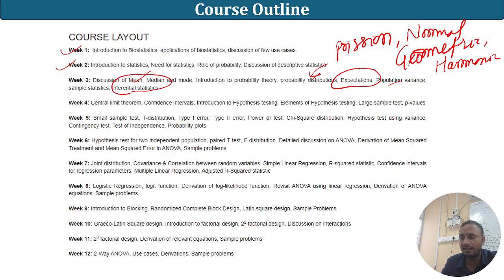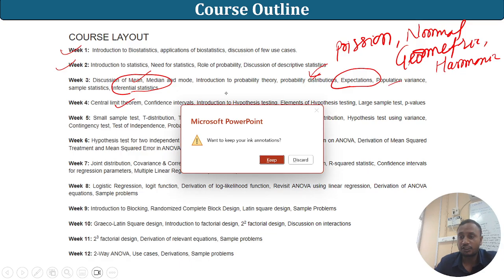So in the third week, we'll see the basics of inferential statistics. Then we'll see the central limit theorem, confidence interval. Then what is the hypothesis and all. So I think that's all for today.